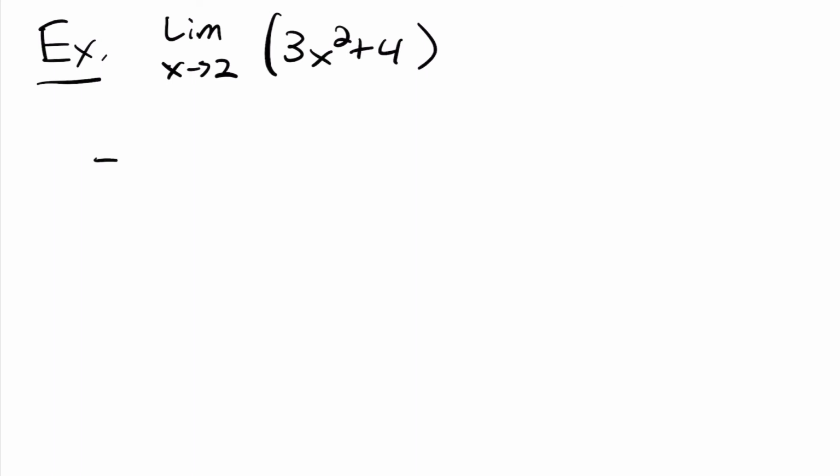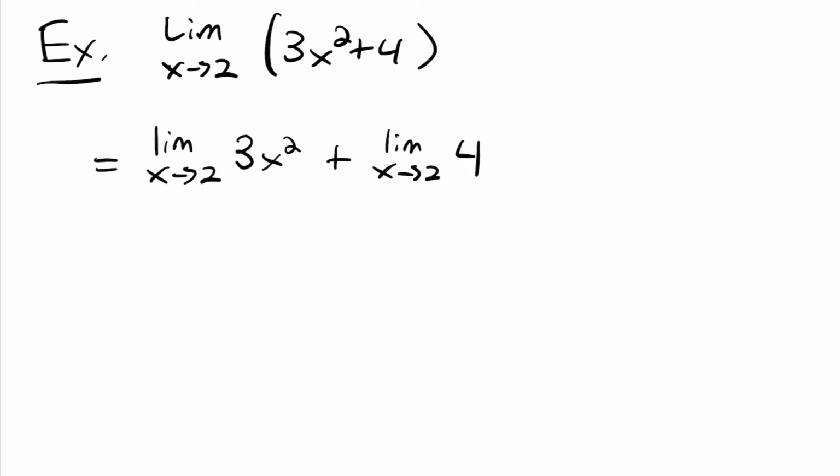So this would be equal to the limit as x approaches 2 of 3x squared plus the limit as x approaches 2 of 4. We can use our sum property to split up this limit into two separate limits, because the sum property says if we have two functions that we're taking the limit of at the same point, in this case x equals 2, then the limit of both of those functions added together is going to be equal to those two functions' limits added together. So because we can do that, we can take the limit of each part separately.